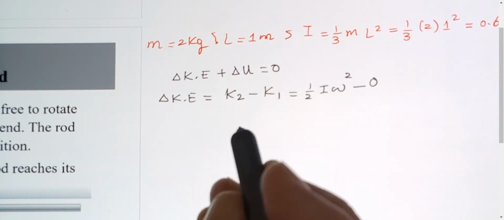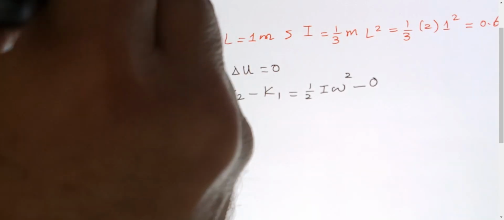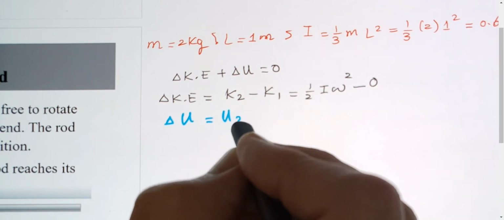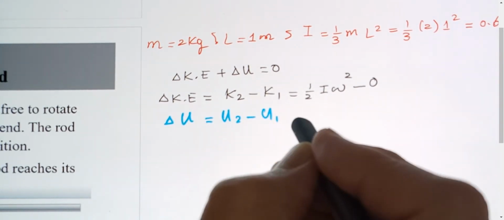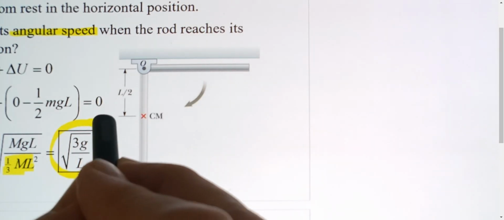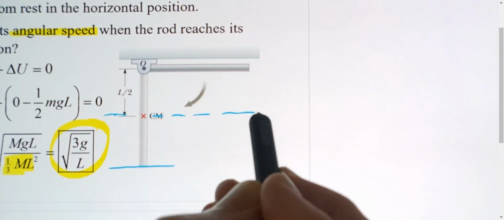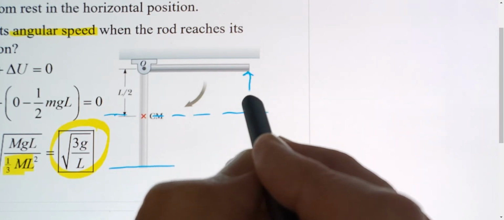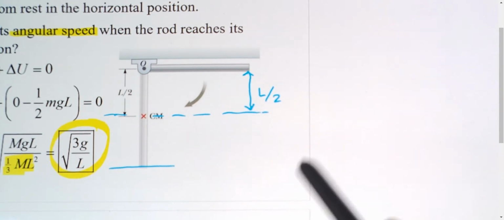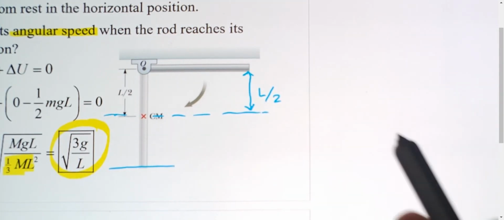Okay, let's have a look at the potential energy. I'll change the color. It is U2 minus U1. So what is the potential energy when the object reaches this position? The center of mass is here. The object was at L over 2, and then it became at the level of the center of mass. It is 0.